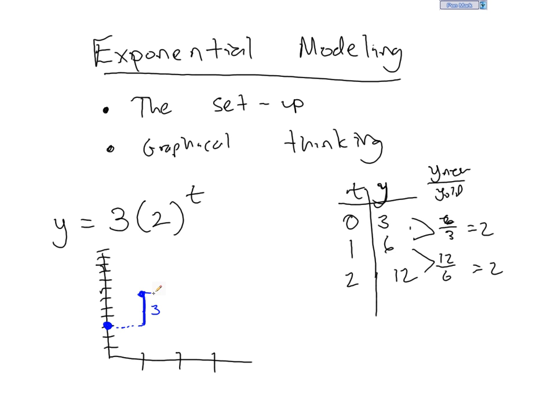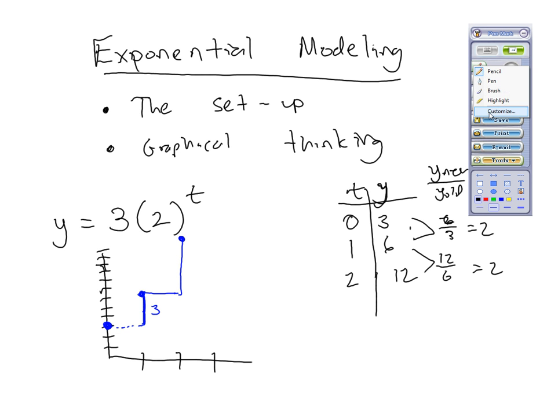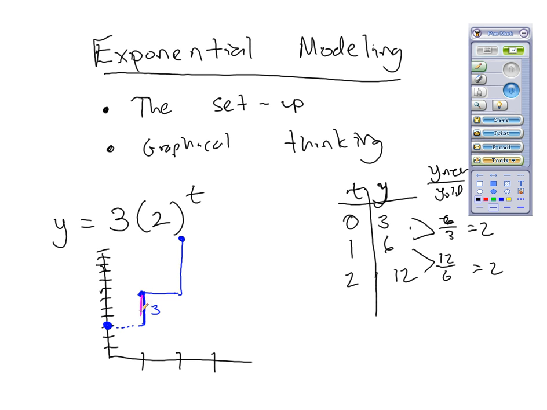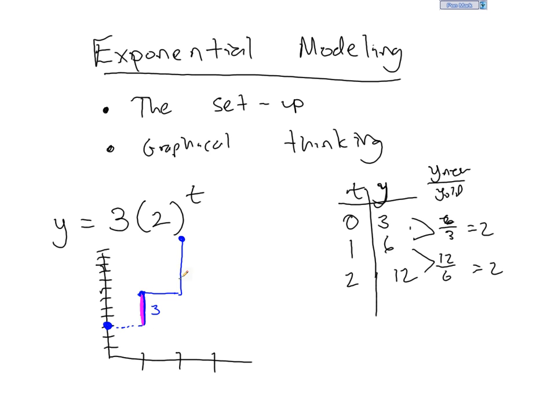But as I go over 1 more unit, my change in my output jumps to 6. Well, 6 is just double the previous change. So if I were to label this with this pinkish line, and take that same length, the length of growth here represents half the length of growth here. And as I start to put these together, I notice that it starts to get a bit of curvature and grows faster and faster.